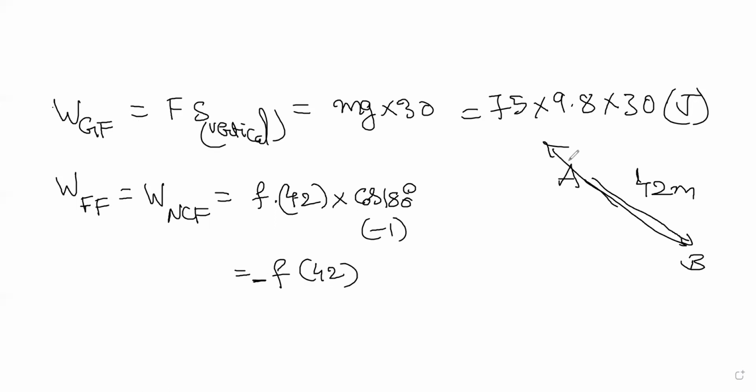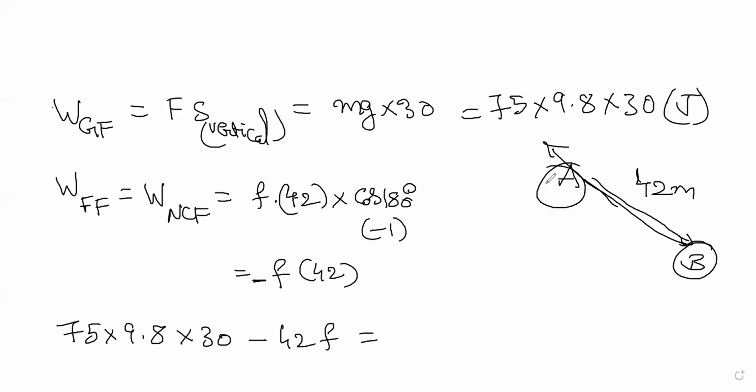And now add up these two. So what you have to do is 75 into 9.8 into 30, minus 42 into F, is equal to the kinetic energy at the point B minus the kinetic energy at the point A. So at the point B it is half m vB square minus half m vA square.